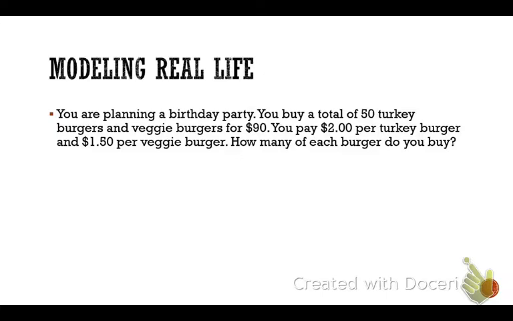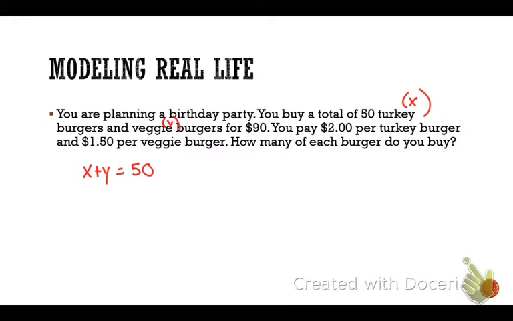Okay, so you need to decide, and it doesn't matter. Turkey burgers and veggie burgers, one has to be X and one has to be Y. So we're just going to go in order. Turkey burgers are going to be my X, and veggie burgers are going to be my Y. So X plus Y equals 50. I don't know how many yet, but I know that X plus Y is going to give me 50, which is my total.